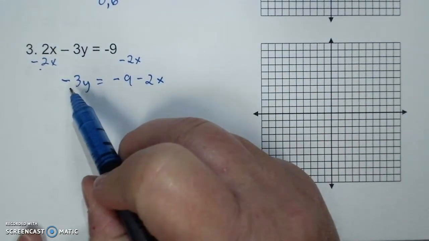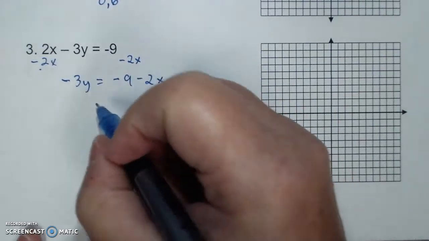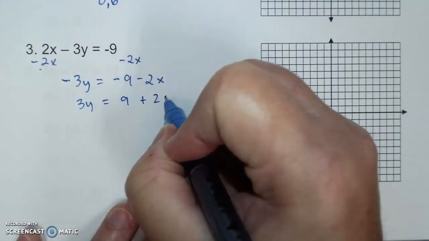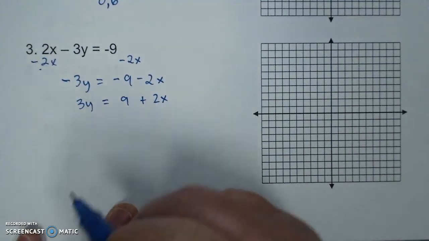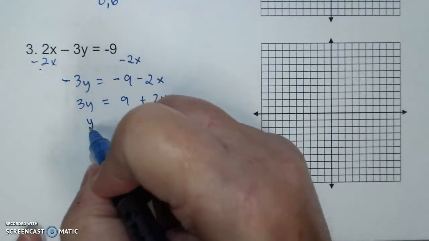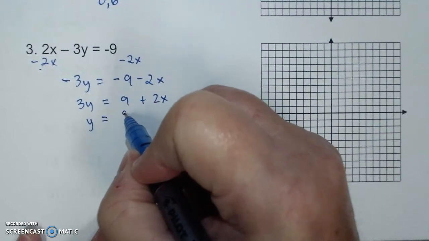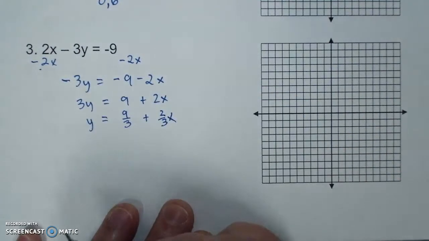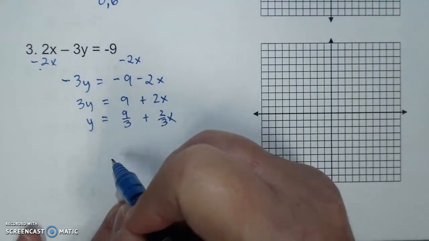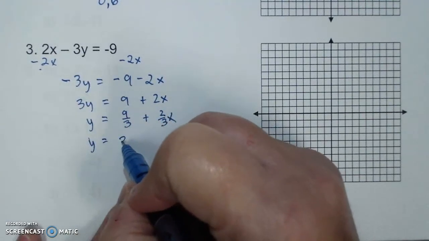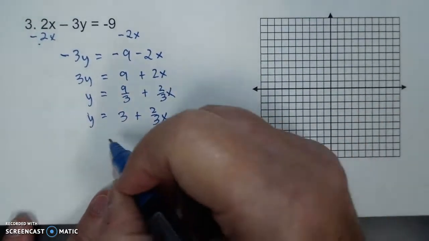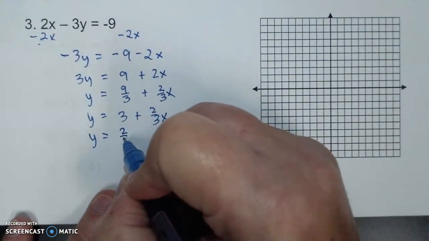When I have a negative coefficient, I don't like him, so I'm going to get rid of him right now. 3y equals 9 plus 2x. And then I'm going to divide everybody by 3. Y equals 9 divided by 3 plus 2/3 x. I'm going to simplify. Y equals 3 plus 2/3 x. I'm going to rearrange so he's in the correct format.